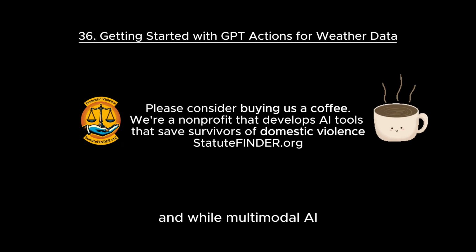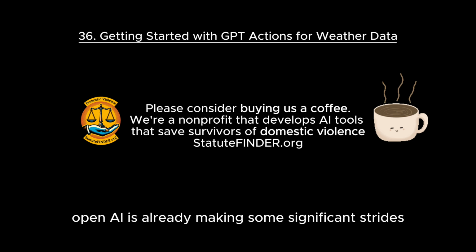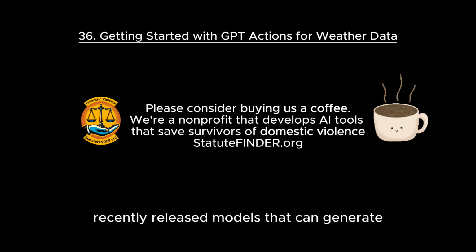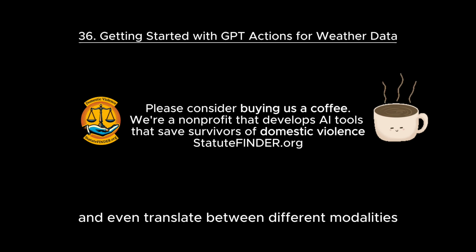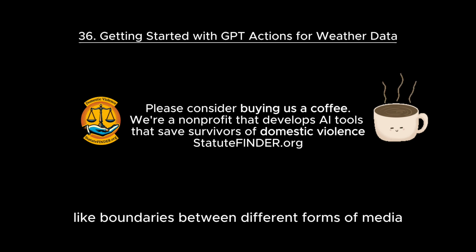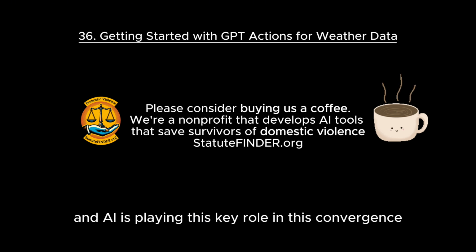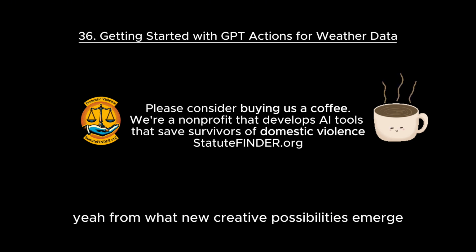Precisely. And while multimodal AI is still in its early stages of development, OpenAI is already making some significant strides in this area. They've recently released models that can generate images from text descriptions, answer questions about images, and even translate between different modalities, like converting text to speech or vice versa. That's incredible. It seems like the boundaries between different forms of media are blurring, and AI is playing a key role in this convergence. I can't wait to see how these developments unfold and what new creative possibilities emerge. Me too.